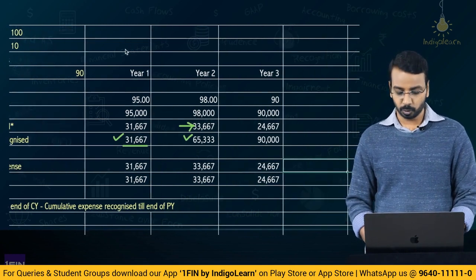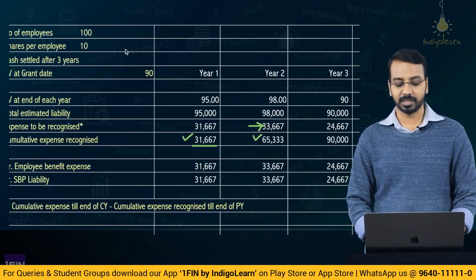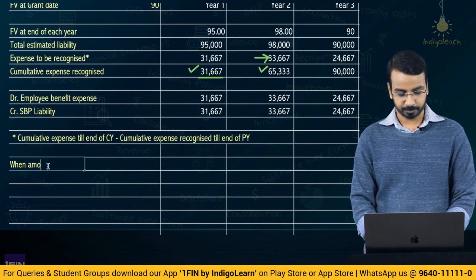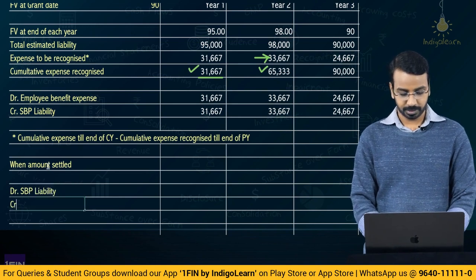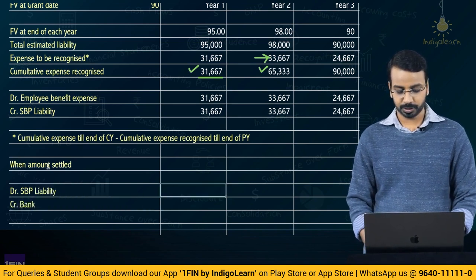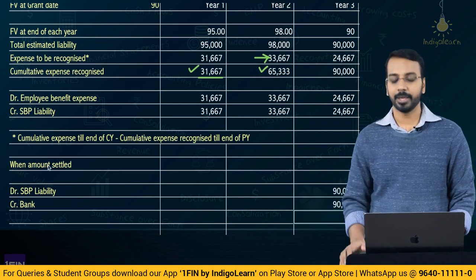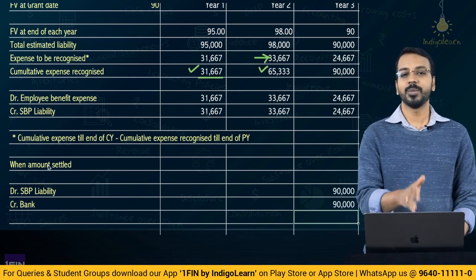Cumulatively, if you total this up, the total expense recognized is 90,000. So when payment happens or when settlement happens, you will say debit SBP liability, credit bank, how much? 90,000 and 90,000. Okay, so this is how you will account for a cash settled share based payment.